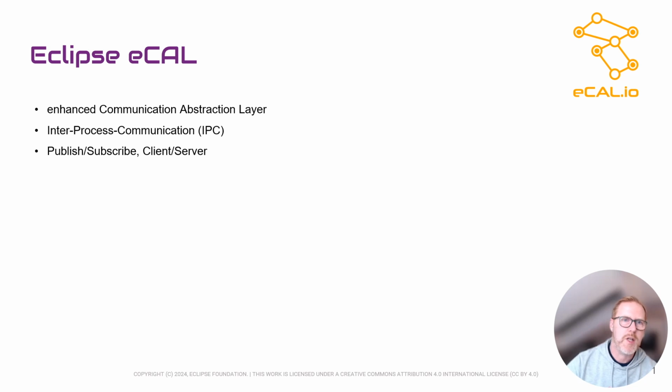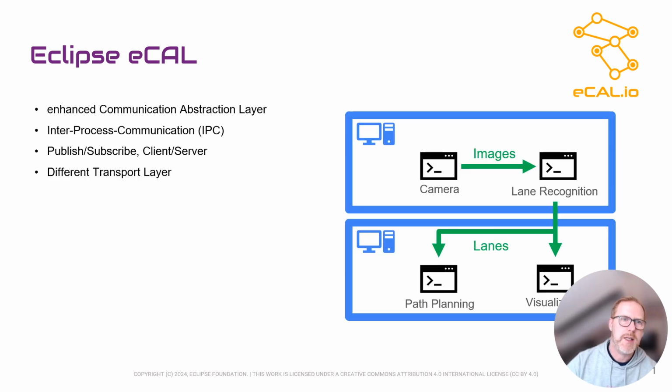eCal supports two types of communication patterns, publish-subscribe and client-server. It doesn't matter if your data producers and consumers are running on the same physical device or if they run distributed across a network. eCal will automatically establish the needed connections with almost zero configuration effort. To distribute your data, eCal is using different kinds of so-called transport layers, as there are shared memory, TCP, or UDP.